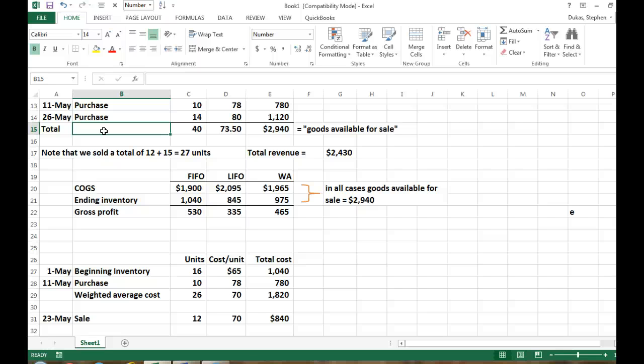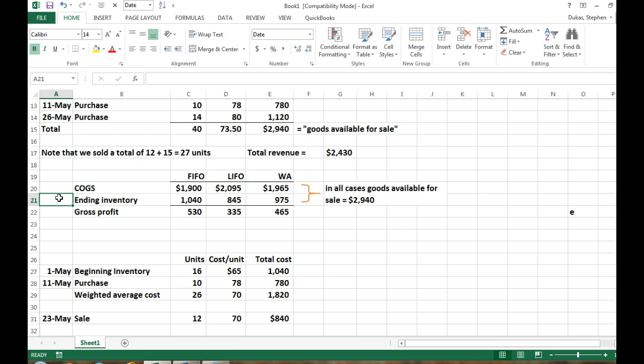Another very important thing to observe is that this total goods available for sale, 2,940, what's going to happen to that? That 2,940 is the total amount we've spent on inventory during the month. So that amount is either going to be sold and therefore end up in cost of goods sold, or it's going to end up in our ending inventory.